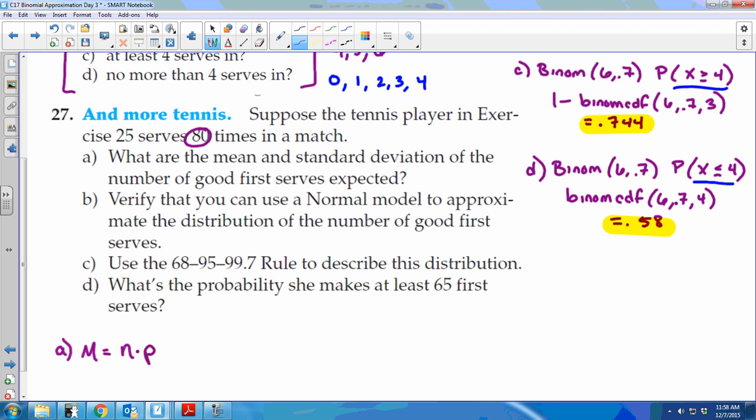Number of trials times the probability of success. So in this case, 80 trials times 0.7, and if memory serves me correctly from this morning, that's 56. Right, so we expect 56 good first serves out of 80. N is the number of trials. This is a mu as in mean.